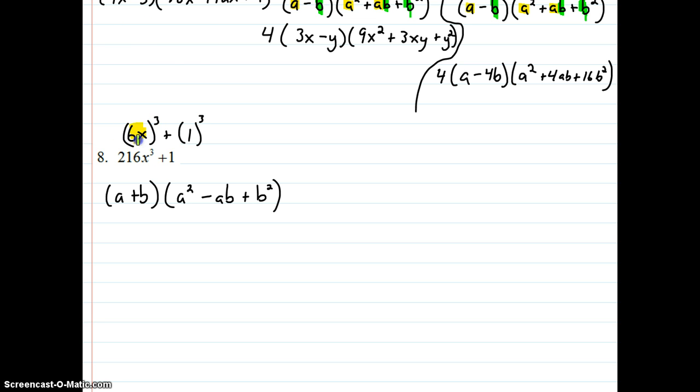So this is going to be our a. Wherever there's an a, we're going to replace it. This is going to be our b. And so now we just substitute those values in. So we're going to have a 6x plus 1, a squared. So this squared is going to give us 36x squared. a times b, 6x times 1. And then b squared. b squared is just going to be plus 1.